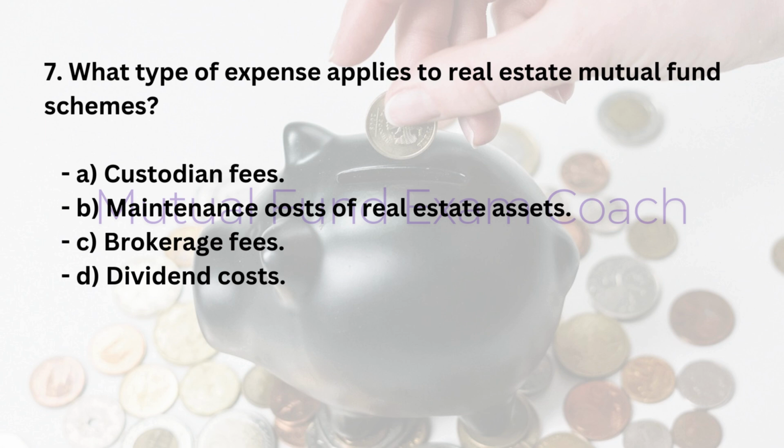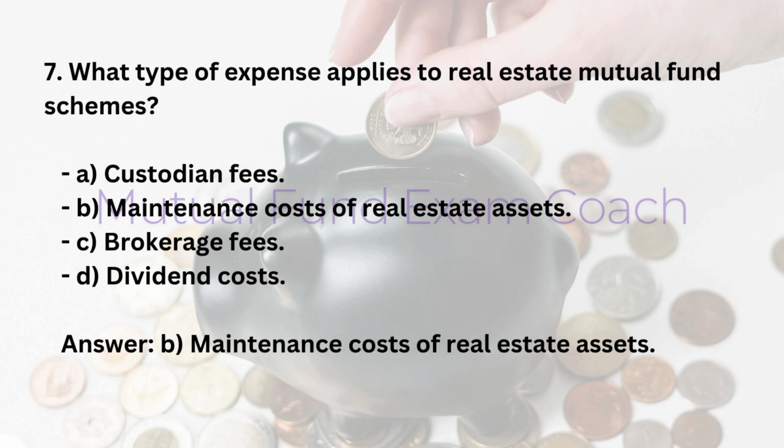7. What type of expense applies to real estate mutual fund schemes? A. Custodian fees. B. Maintenance costs of real estate assets. C. Brokerage fees. D. Dividend costs. Answer: B. Maintenance costs of real estate assets.